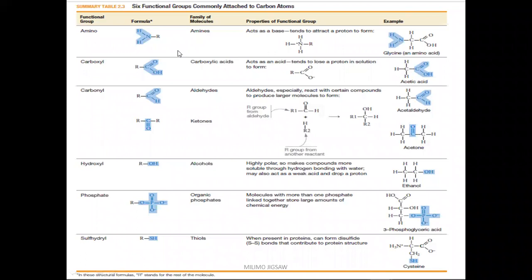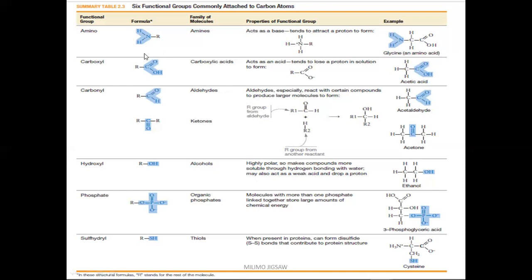The carboxyl group, when we look at the carboxyl group, it is acidic. Now the carboxyl group and the amino group, functional groups, tend to attract or drop a proton. The amino group is going to attract a proton. The carboxyl group is going to drop a proton. Hence, the amino group functions as a base, and the carboxyl group is going to function as an acid.